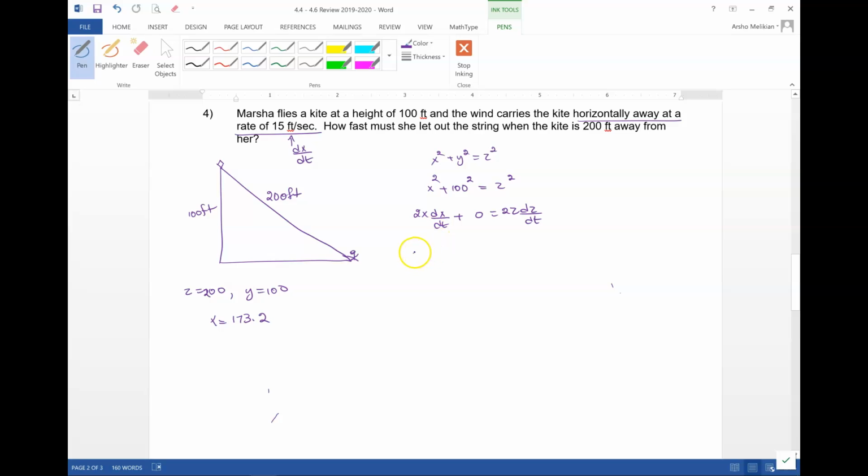Okay? So this is going to be 2 times 173.2 times dx/dt, which is 15, because it's moving away, it's increasing. It equals 2 times 200 times dz/dt. The 2's will go away, so dz/dt is 12.99. So the answer will be 12.99 feet per second.